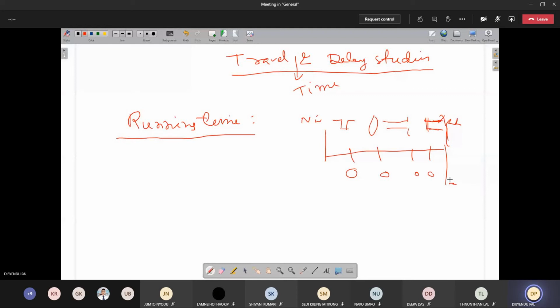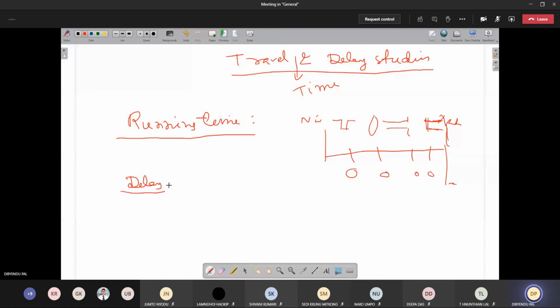Okay, so if you want to write the definition, you can write down: running time is the time a vehicle is actually in motion while traversing a given section of highway. While traversing a given section of highway. Okay. Next term comes: delay.